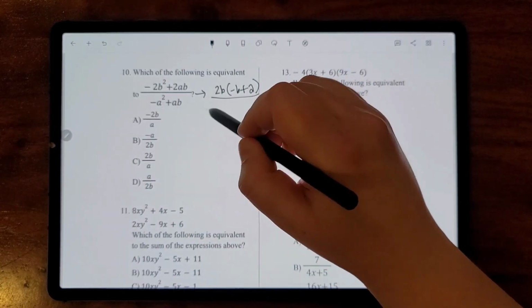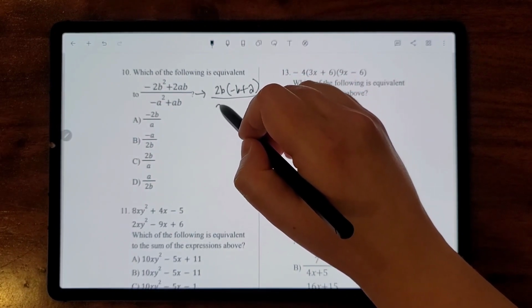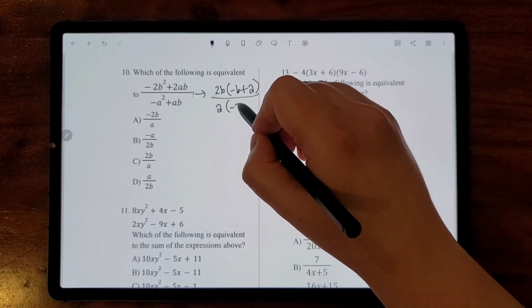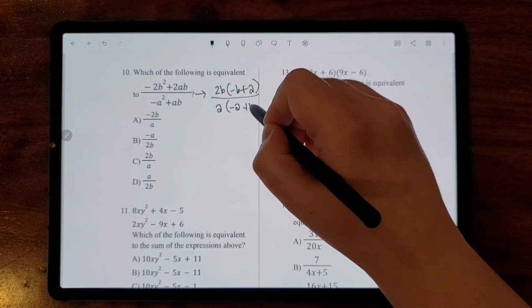And then we're going to do the same thing on the bottom. What's the greatest common factor there? Well, it's going to be a. If I take out an a from minus a squared, I'm left with just minus a. And if I take out an a from plus ab, I'm just left with b.